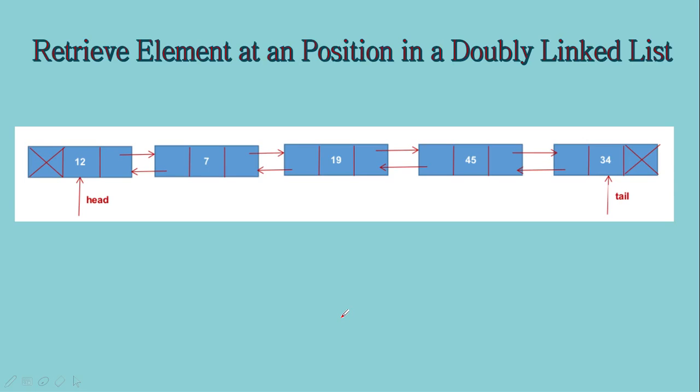Hi everybody, let us discuss how to retrieve an element at a position in a doubly linked list. The input for this operation will be a list and the position where we want to retrieve the element. If we are given a doubly linked list like this, and if I give the position as 4, I want to return element 45.